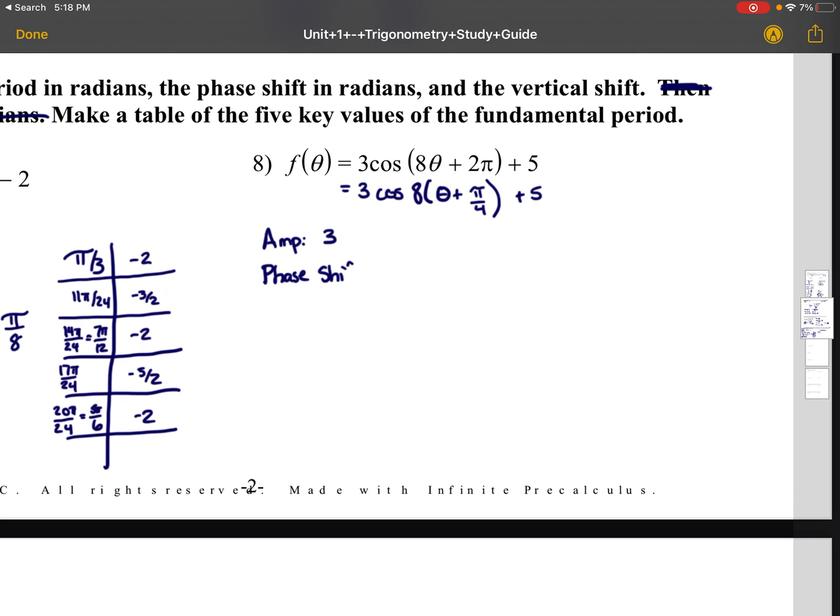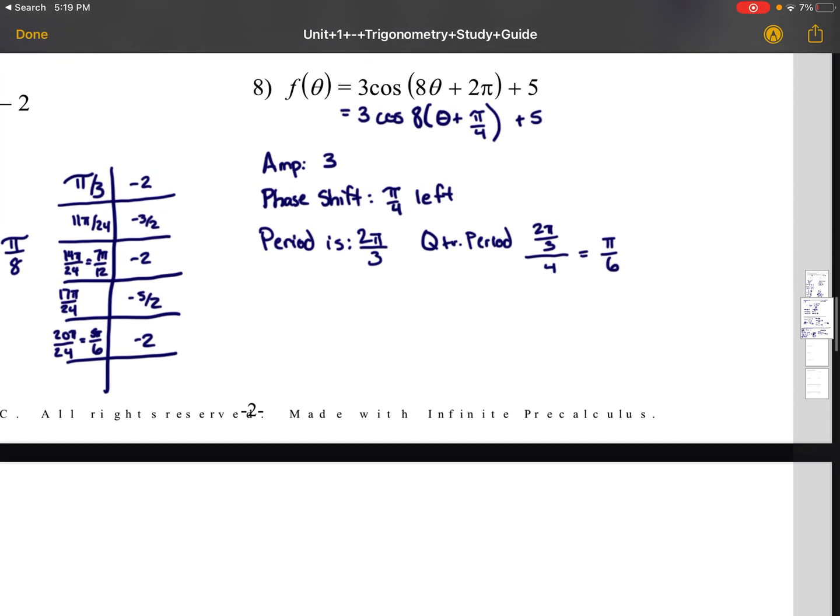The phase shift is pi over 4 left. The period is 2 pi divided by 3, and we actually don't need to simplify that. So the period is 2 pi over 3, and the quarter period is 2 pi divided by 3 divided by 4. So that's 2 pi divided by 3 all divided by 4, which is 2 pi divided by 12, or pi divided by 6. So on our table, we can write the table in a different way this time.